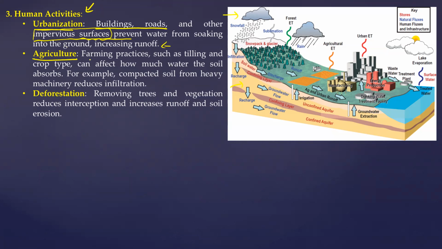Then agriculture. Agricultural practices such as tilling and crop type can affect how much water the soil will absorb. Compacted soil from heavy machinery reduces infiltration. Remember, if huge tires and machinery are running on your land, it gets flattened and no water goes inside. Then you have deforestation, which we have talked about.